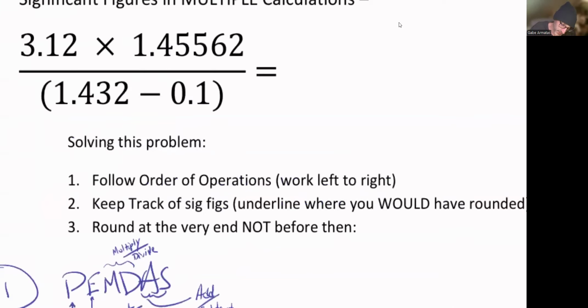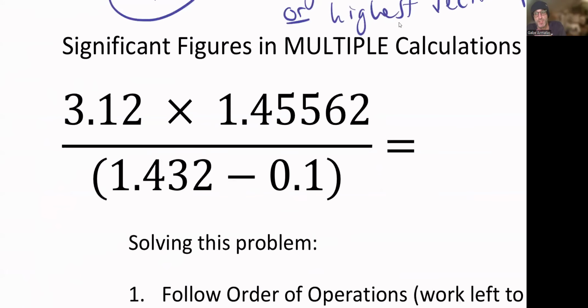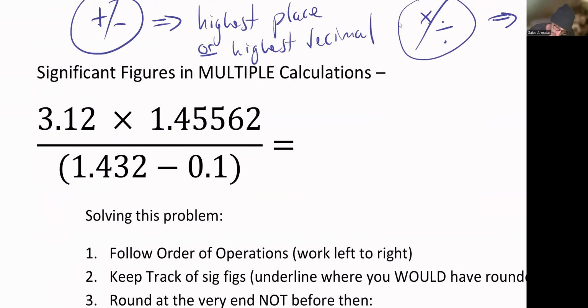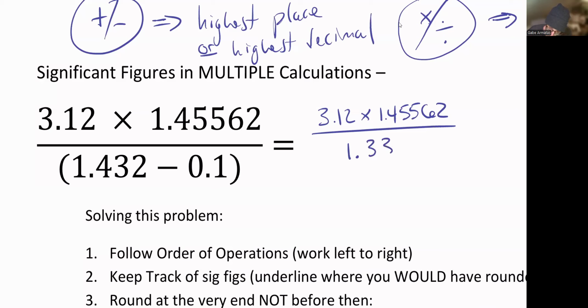So when I'm looking at this problem, my first decision is, what's the first calculation I need to do? Well, PEMDAS says parentheses first. Do I have parentheses? I do. So I'm going to take care of the bottom. But before I do, I'm going to rewrite everything else: 3.12 times 1.4556, all divided by, now I can plug that new math in. So 1.432 minus 0.1 gives me 1.332. I've done the math.